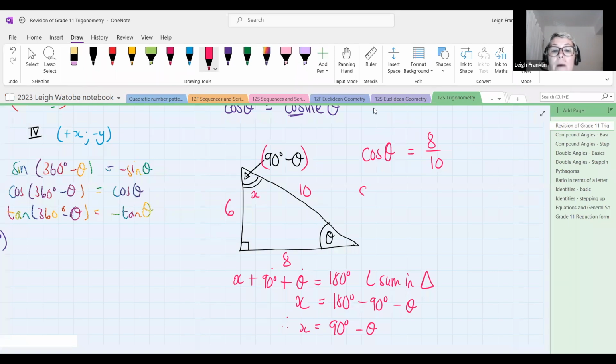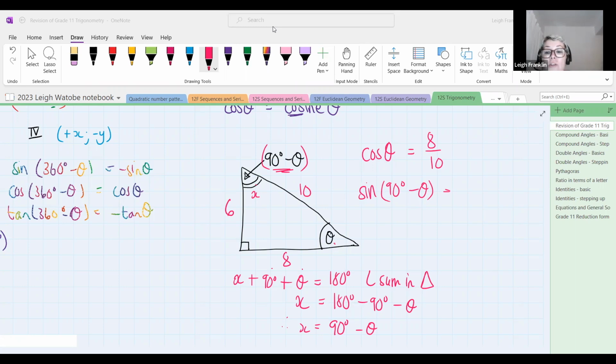So let's talk about the sine of 90 minus theta. Now I'm not referring to this angle anymore. Now I'm referring to this angle over here, okay? This is now my reference angle, 90 minus theta. What is the sine of 90 minus theta? Exactly. It's the same thing, isn't it?